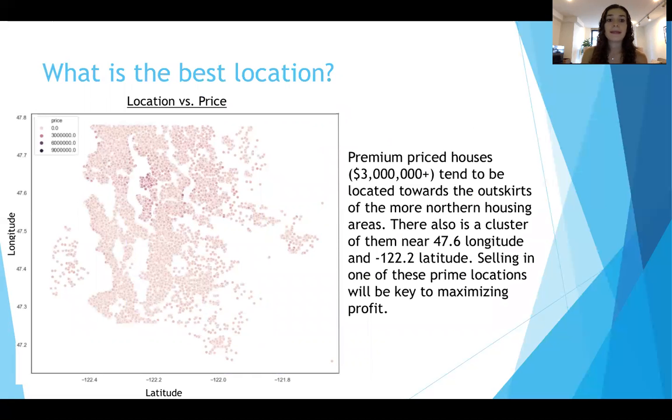So, jumping right in: in my experience, people often pay more to live in certain highly desired areas. From this chart here, we can see that that is certainly the case in Kings County as well. The dark purple circles represent higher priced homes, and we can see that the majority of them fall to the north of this graph, and we also have a bit of a cluster of them around 47.6 longitude and negative 122.2 latitude. So we can really use this chart to see which locations are best for selling higher priced homes.